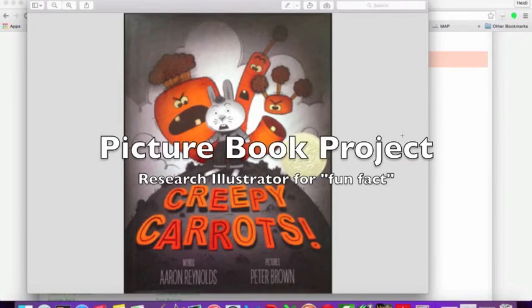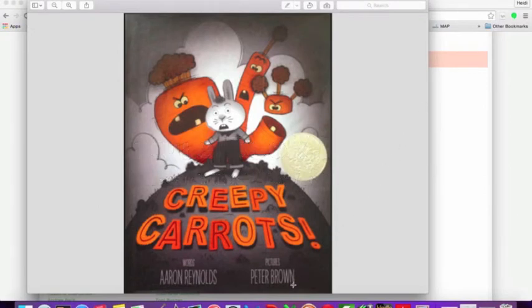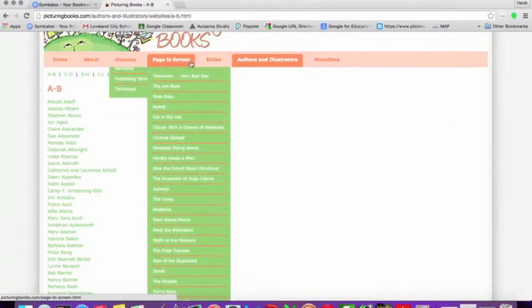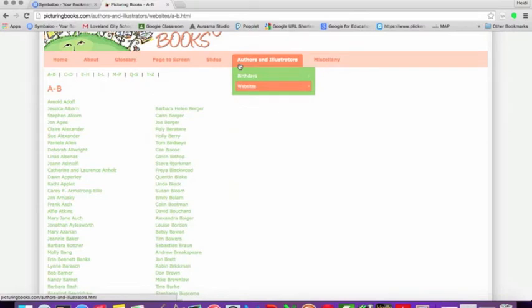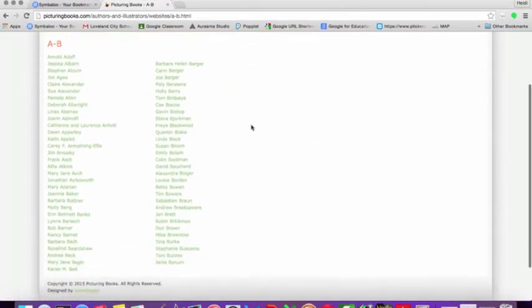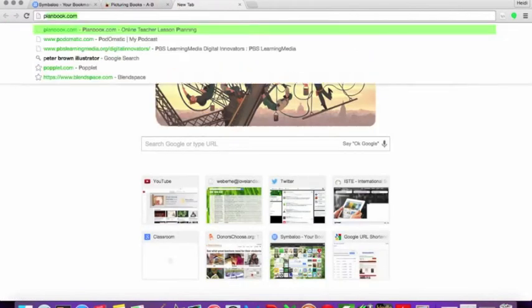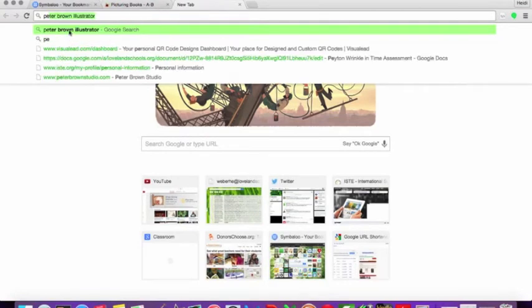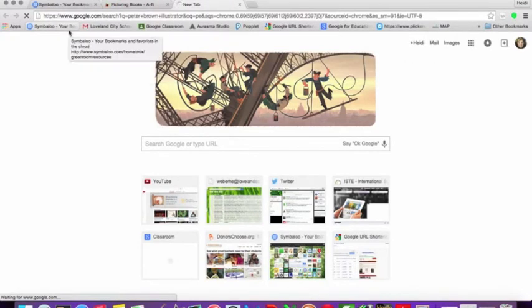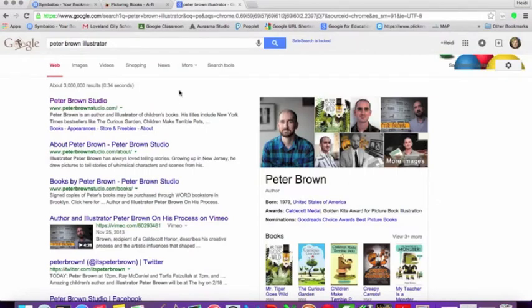So now that I've really looked at the illustrations in Creepy Carrots, I'd like to learn a little bit more about the illustrator Peter Brown himself. I went to the picture book website and went to authors and illustrators. Here in the A to B, Peter Brown isn't referenced, so I'm going to need to search him on my own. I'm going to use the keywords Peter Brown Illustrator because by adding illustrator, it's going to refine my results quite a bit.